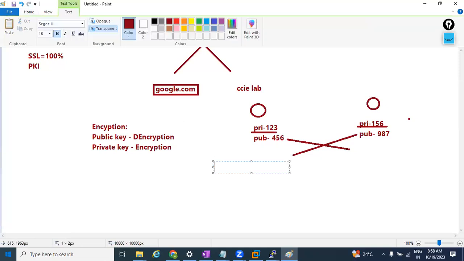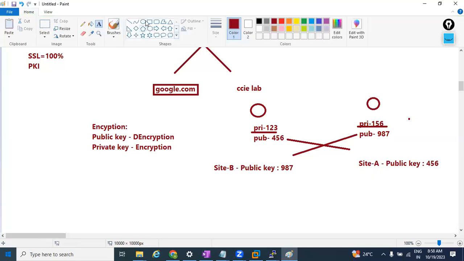So this is now site B. Which key is here? It's the public key here. Okay. So what is that? 9, 8, 7. Agree? Right? Second, on the other side, we have site A. This is what? 1, 2, 3, 4, 5, 6. Okay. Now this is the data. Data has to be encrypted. So this data would be encrypted with the help of site B's public key.